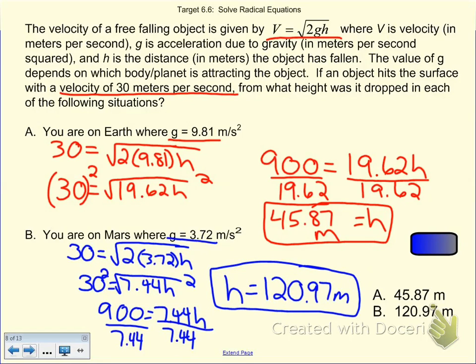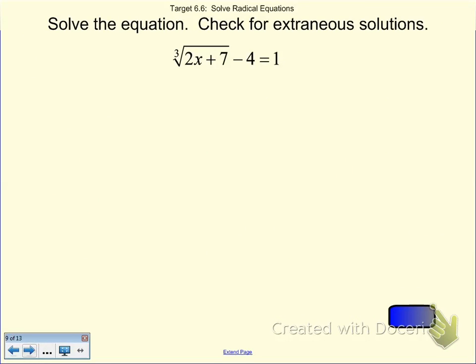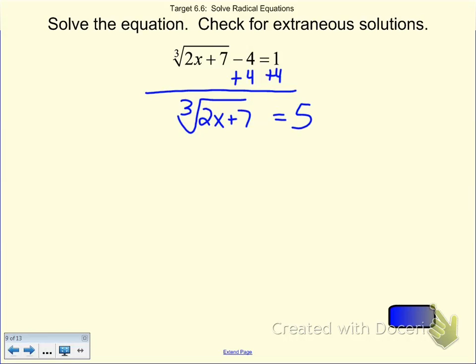Yay! Okay, next one. Solve the equation. We want to check for extraneous solutions. So we're going to solve this equation. First thing we want to do is isolate the radical. We do that by adding 4 to both sides. So we're left with the cubed root of 2x plus 7 equals 5.